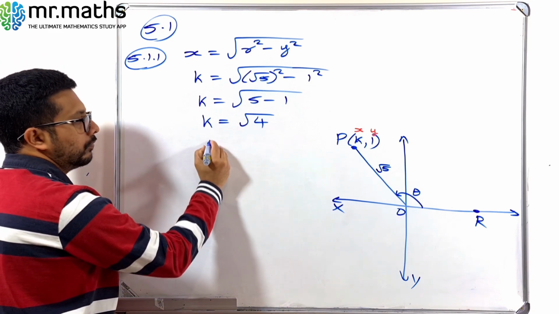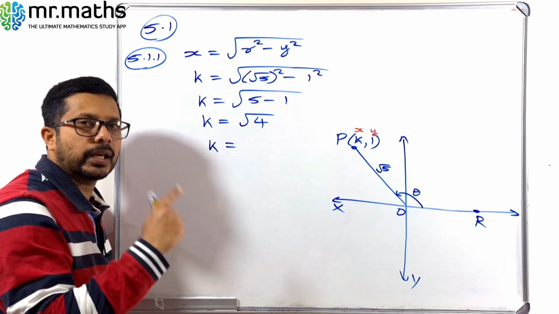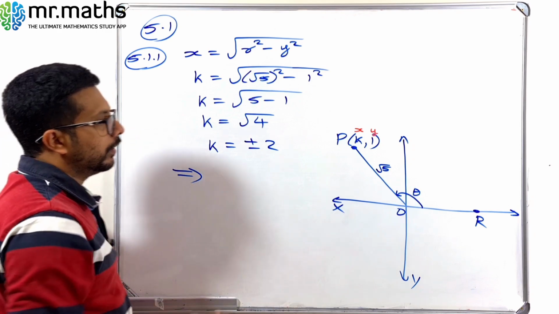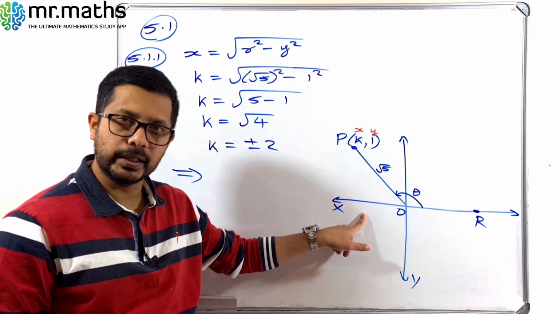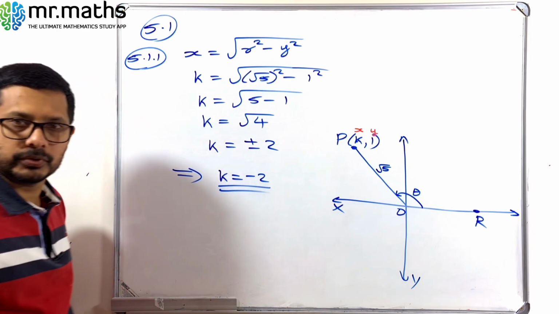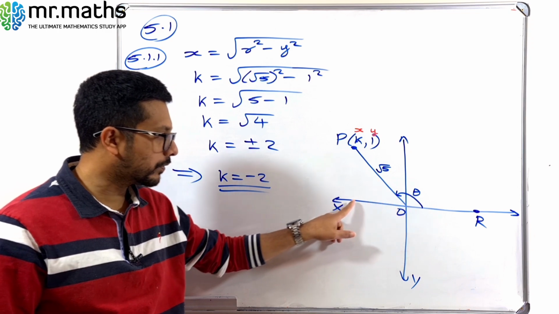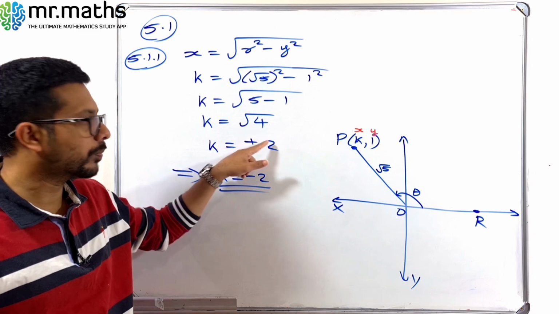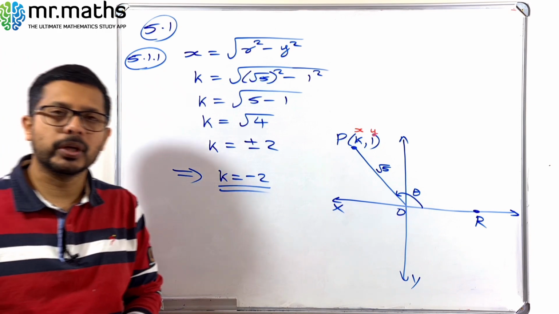Root of 4. What is the answer of root of 4? You have to write both the answers, plus and minus 2. But here K stands for the x value. What is the x value here, positive or negative? Negative. So it implies that K is equal to minus 2. You understand? Because here K stands for the x value and this side x value is negative. That is why we choose K as minus 2. We avoid plus 2 because we know that the x value here is negative. So that is question number 5.1.1.